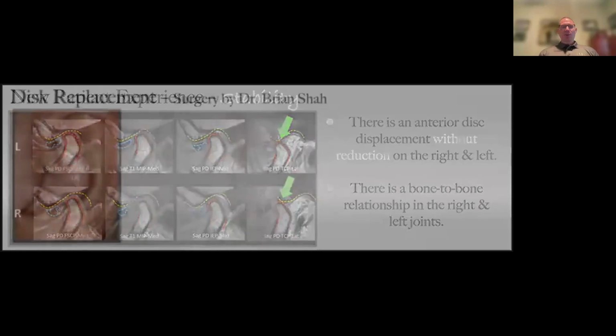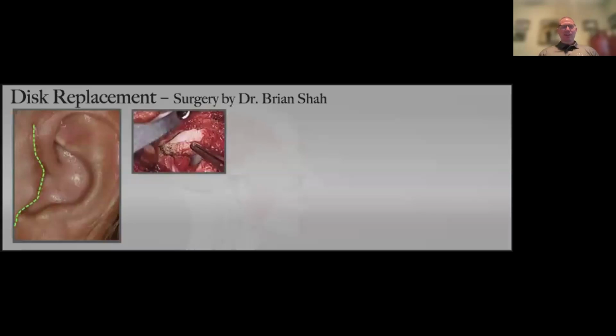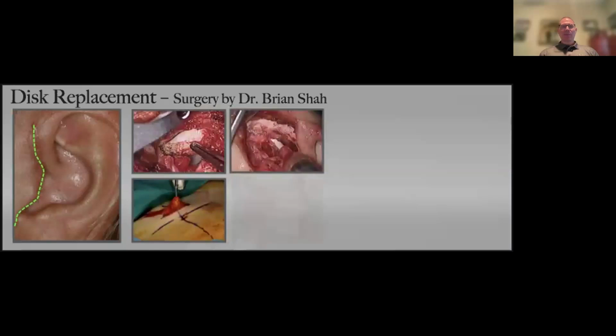So we sent her to Florida to have a disc replacement by Dr. Brian Shaw. The process is he makes an incision right along the tragus of the ear, removes the disc, gets fat from the abdomen area, and injects it into the capsule. The fat then needs to vascularize for about 9 months before we go on to the next treatment.